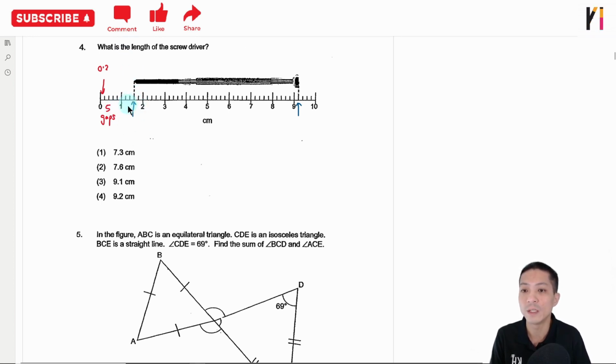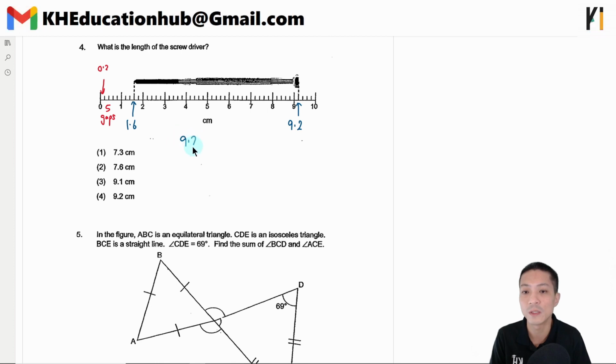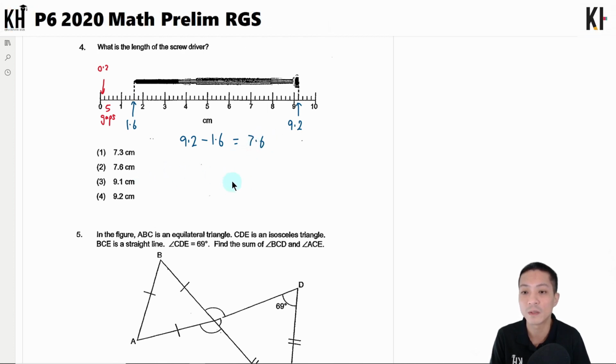Let's take the reading of the starting point, which is 1.6. Let's take the reading at the end. This is 9.2. So you have to use 9.2 minus 1.6. This will give you 7.6. The answer will be number 2.